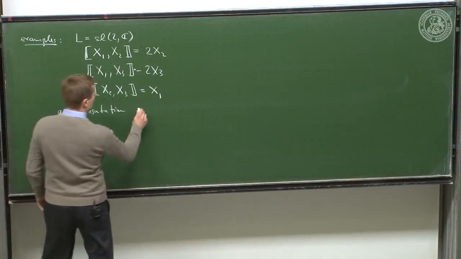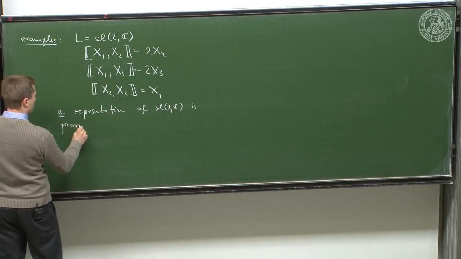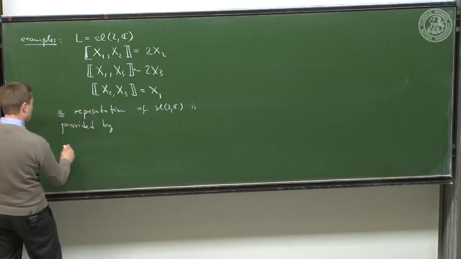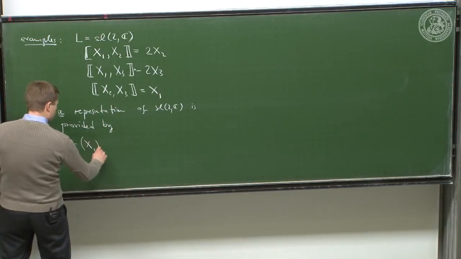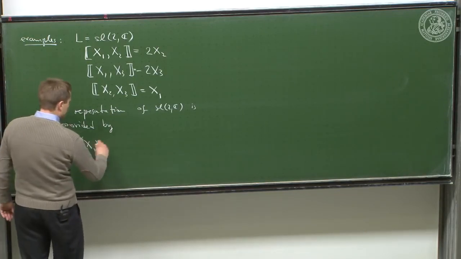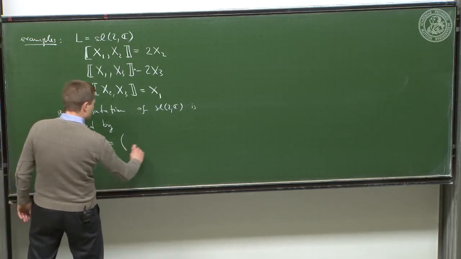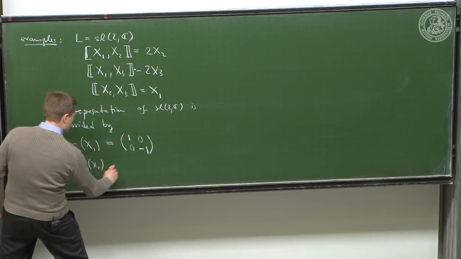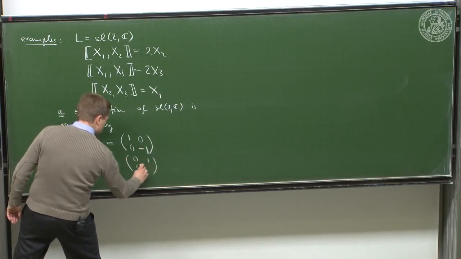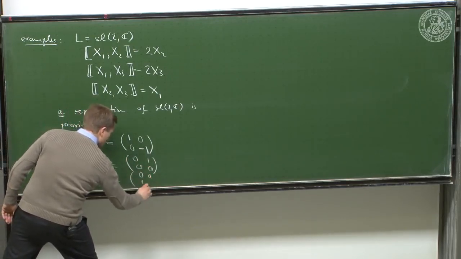A representation of SL2C is provided by, let's call it rho, and it takes the first Lie algebra basis vector. Because it's a linear map, it suffices to prescribe it on a basis, right? So I prescribe it on a basis. I say this one is (1, 0; 0, -1). On the second one, it's (0, 1; 0, 0). And rho on the third one is (0, 0; 1, 0).